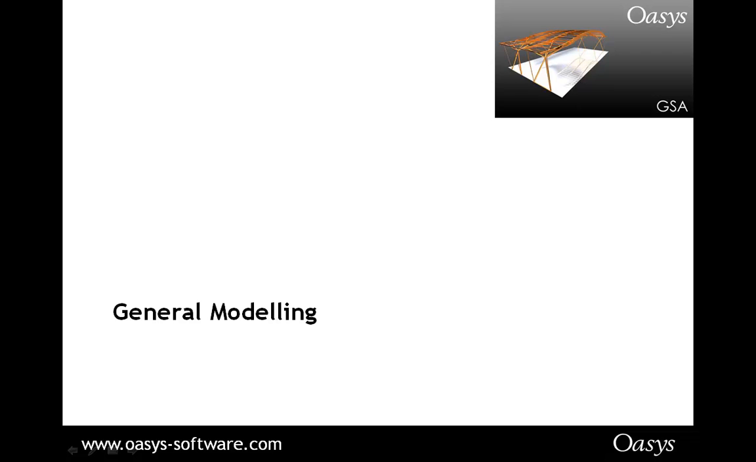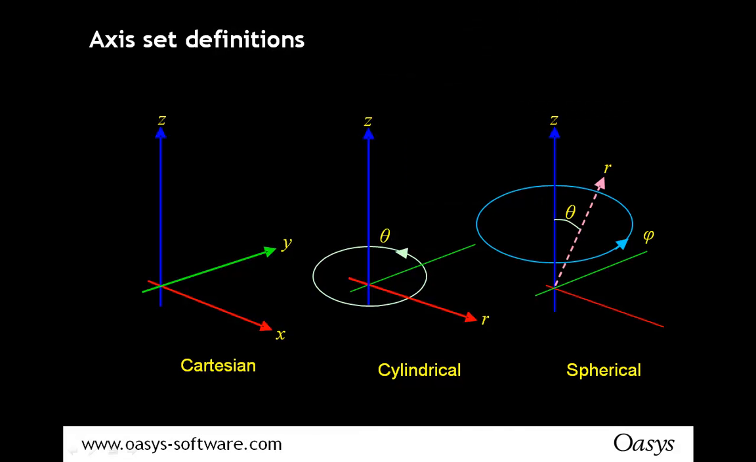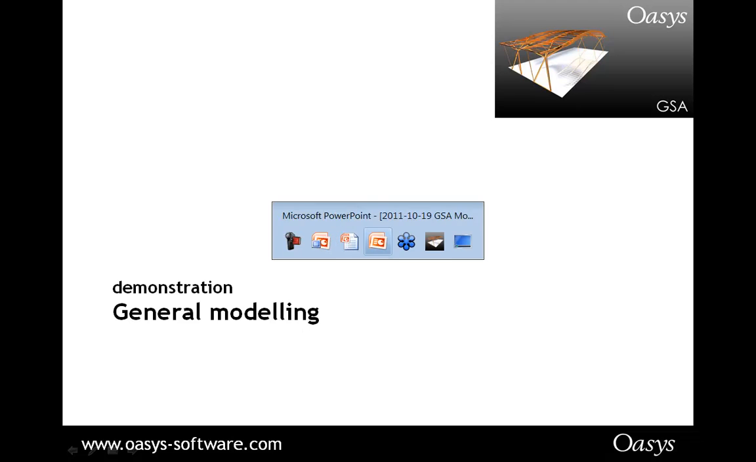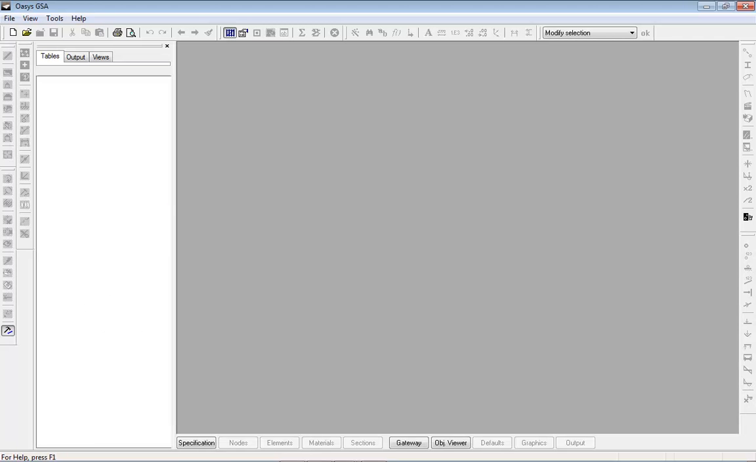So, general modelling, first of all. The main thing to look at here is axes. I think everybody's familiar with the Cartesian coordinate sets. We do also have cylindrical and spherical axes in GSA as well. These can be very useful. But with that, let's have a look at GSA itself and some of the things you can do in GSA.